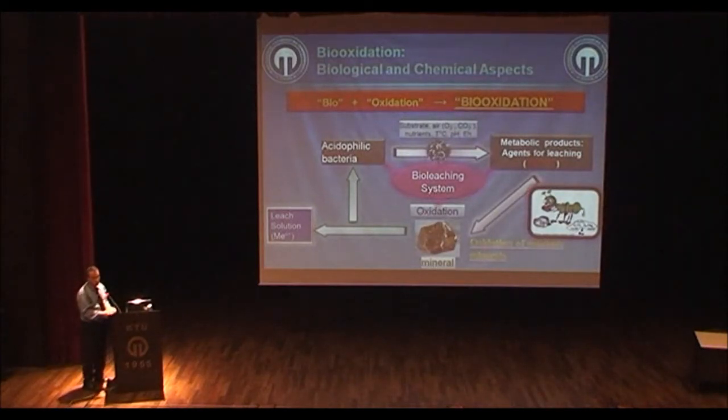In biooxidation, there are two aspects: biological aspects and chemical aspects. In other words, there are entities within the system. These are bacteria, and bacteria want to grow under suitable conditions of temperature, air, and pH. So they produce metabolic products, which are essentially the leaching agents, and we use them in the leaching or oxidation of the mineral.